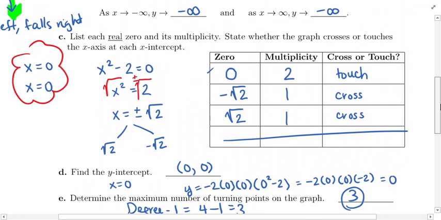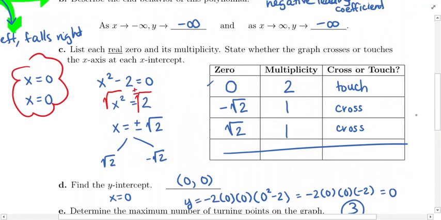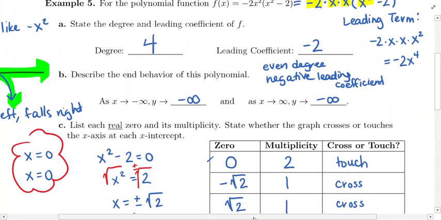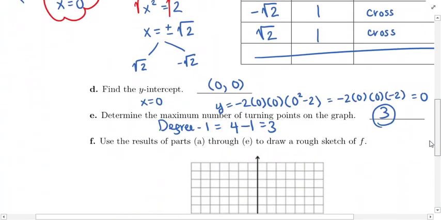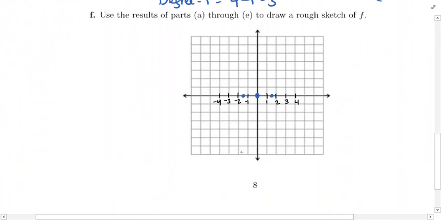All right, so the next thing we have to do is abide by the correct behavior at the x-intercepts. At 0, we need to be touching. At the other 2 x-intercepts, we need to be crossing, and we also need to have the correct end behavior. We need to be falling left and falling right. Okay, so I'm going to go ahead and say we're falling left and we're falling right.